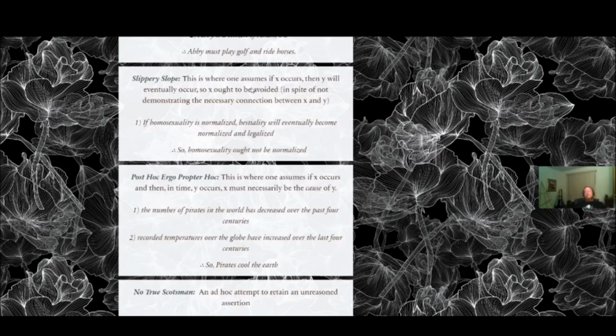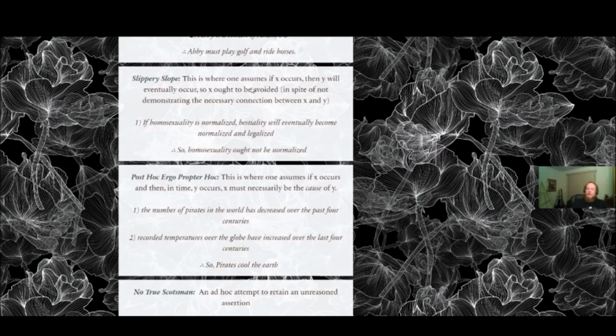So here's an argument I've heard before. If homosexuality is normalized, which was in the past considered a deviant behavior. If you look at the DSM-2 in the history of psychology, it was considered a deviant behavior. It's not now, nor do I think it should be, but it has been considered that in the past. Someone says if homosexuality is normalized, bestiality will eventually become normalized and legalized. So homosexuality ought not be normalized, because if that thing's allowed, then the other stuff will be allowed. That doesn't follow. The reason why it's a slippery slope argument is you haven't shown how one thing leads to another thing.